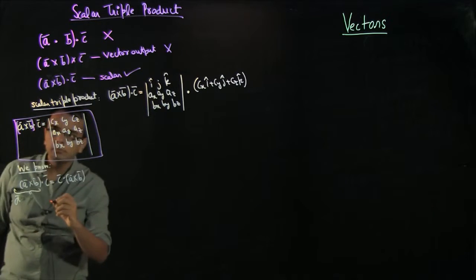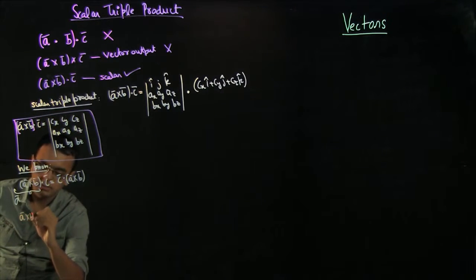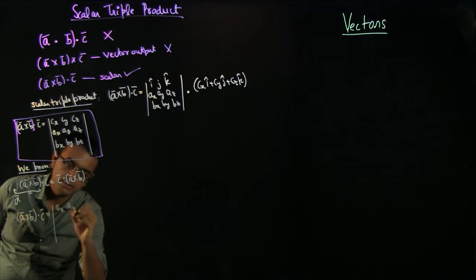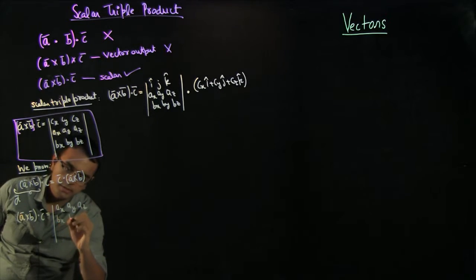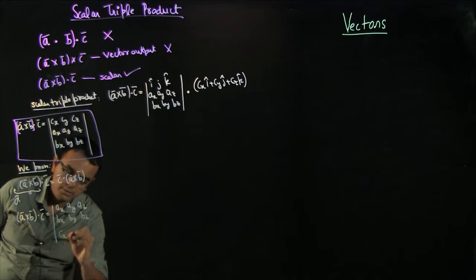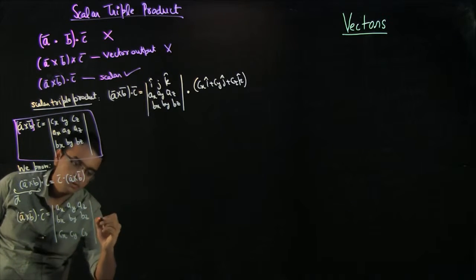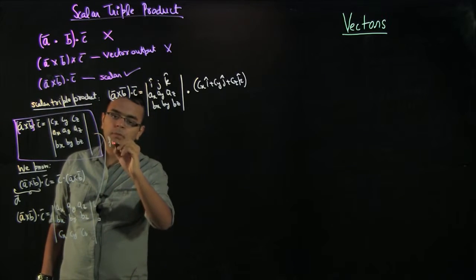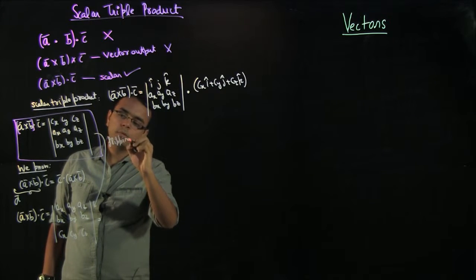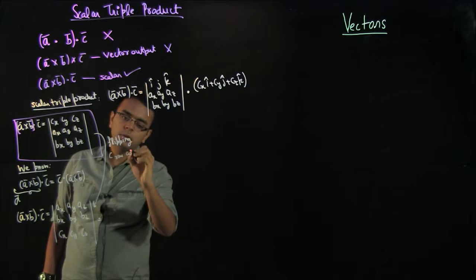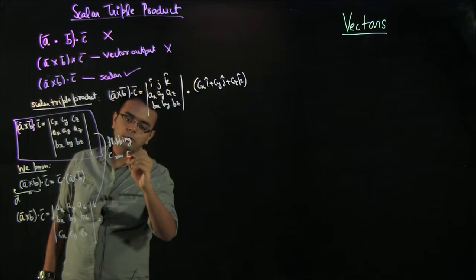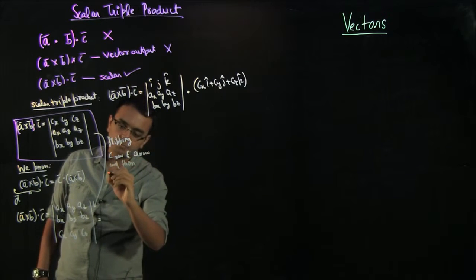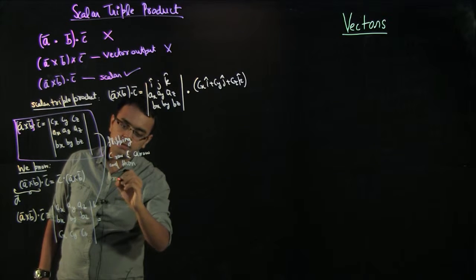In other words, A cross B dotted with C can also be the determinant with rows Ax, Ay, Az; Bx, By, Bz; Cx, Cy, Cz, and this I have done by flipping rows twice, flipping the C row and A row, and then B row and C row.